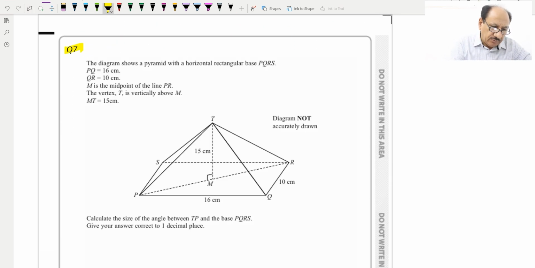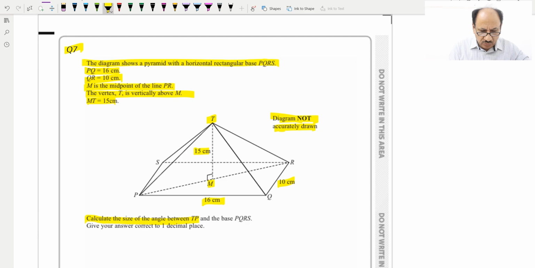Question number 7. The diagram shows a pyramid with a horizontal rectangular base PQRS, and PQ is equal to 16. This side is 16 centimeters, QR is 10 centimeters. M is the midpoint of line PR, this is M, and the vertex T is vertically above M. So T is vertically above M. MT is equal to 15. So MT is provided as 15 centimeters. Now the question, and the diagram is not accurately drawn. The question is, calculate the size of the angle between TP.